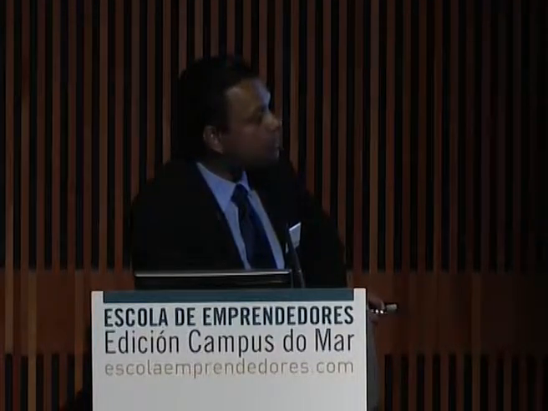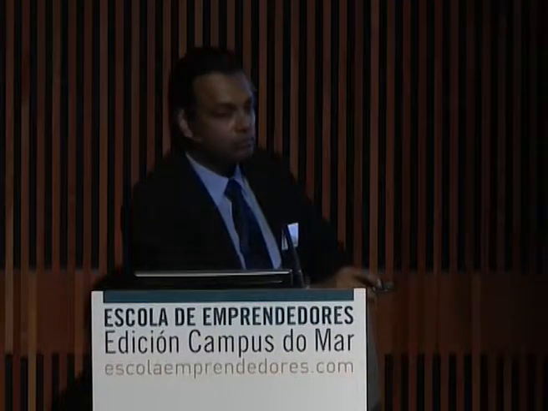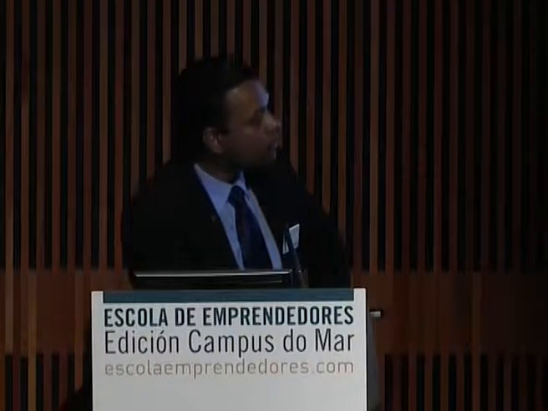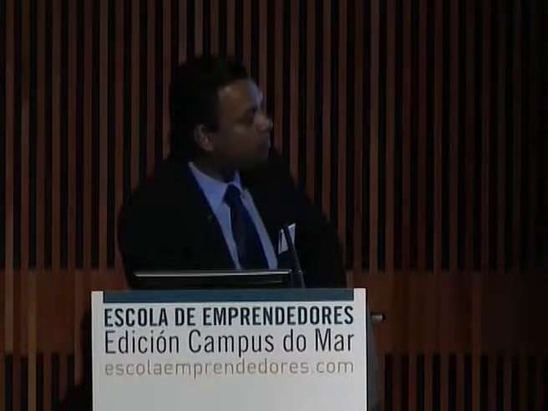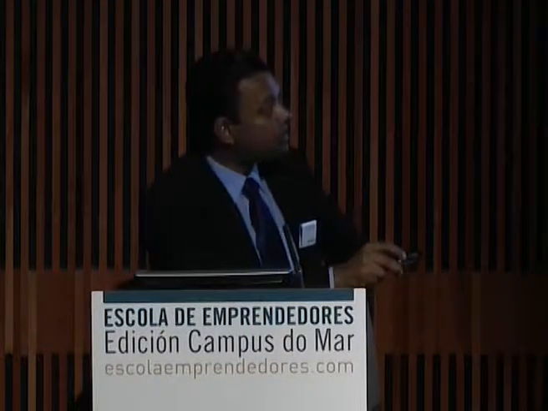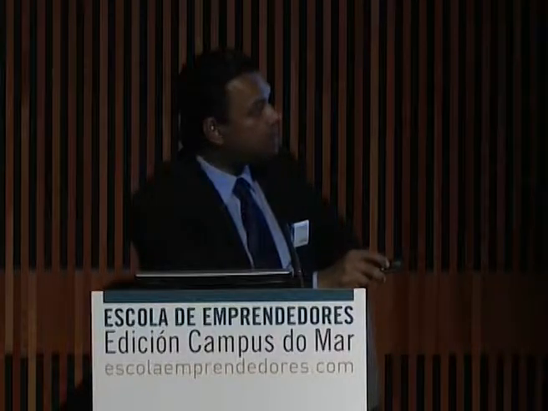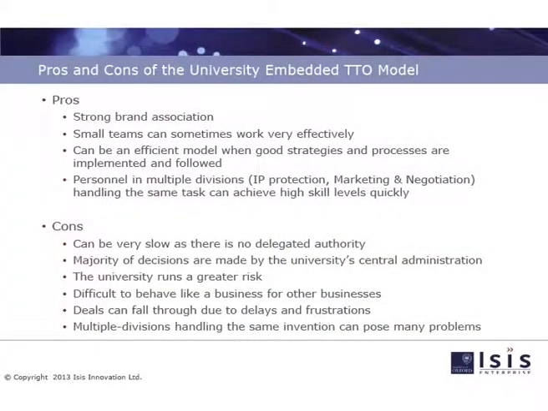Deals can fall through due to delays and frustrations because of that, right? And being slow. And multiple divisions handling the same invention can pose many problems. As I mentioned before, all these people form a relationship with the academic, and then the marketing division has to form the relationship with the same academic, and they have to form a relationship with the company that they're going to license it to. It's very complicated.